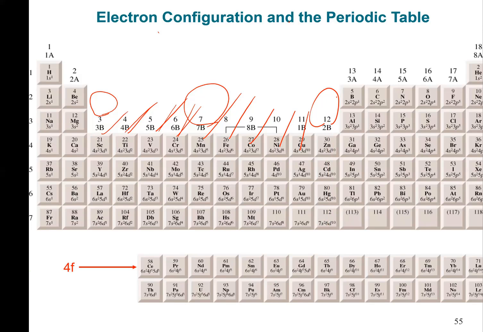And if I go to the inner transition metals, they have their outer shell electrons in 4f. And this next inner transition metal row, which are called actinides, they have their outer shell electrons in 5f. So I'm going to formulate this and give you a simpler method of predicting valence electrons using the periodic table.